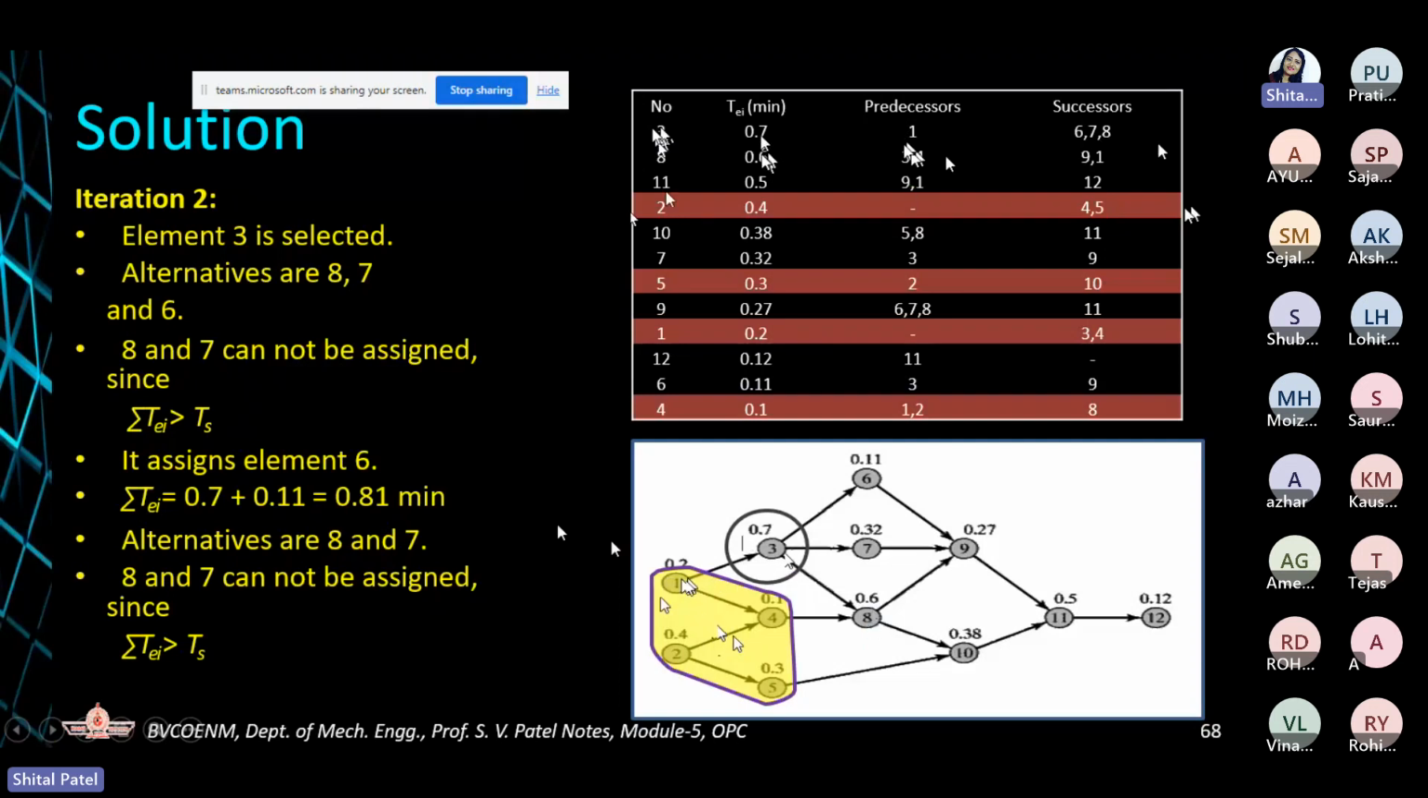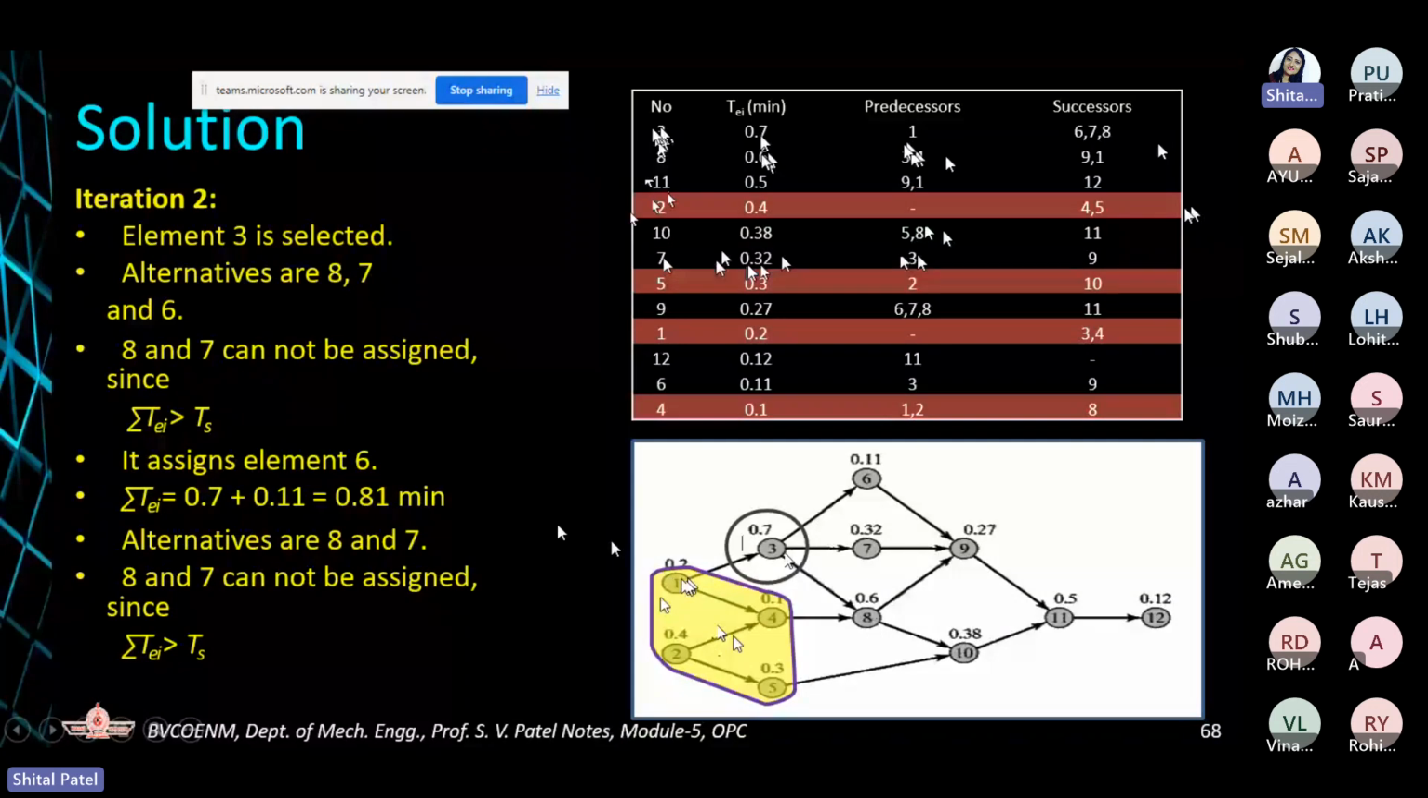Let's move ahead then. 11 is not possible because 9 and 1 are the predecessors. 2 is already allocated. 10, is it possible? No, 5 and 8 we have not allocated. The next one is 7, right? 3 is completed because it is in the same workstation, but the time is 0.2, which is not less than or equal to 1 minute, so we are not going to include this.